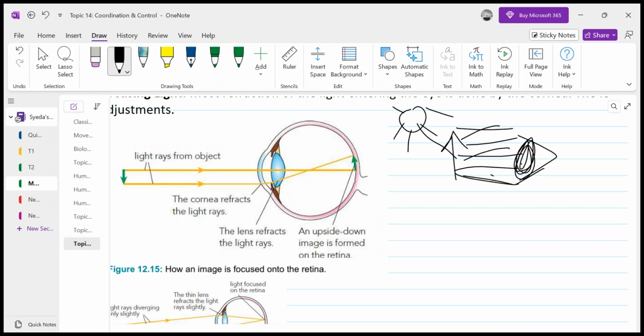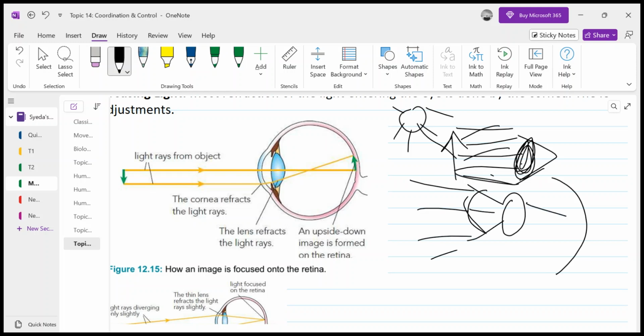Now, this light has to be focused on our retina. Now, this is our retina, and this is the lens, and this is the cornea. So the light which is coming from different directions has to be bent, has to be focused, and this has to be focused at the fovea. Right, at the fovea there are many photoreceptor cells present, and the image has to be formed there. So that's why this light has to be focused on this fovea.